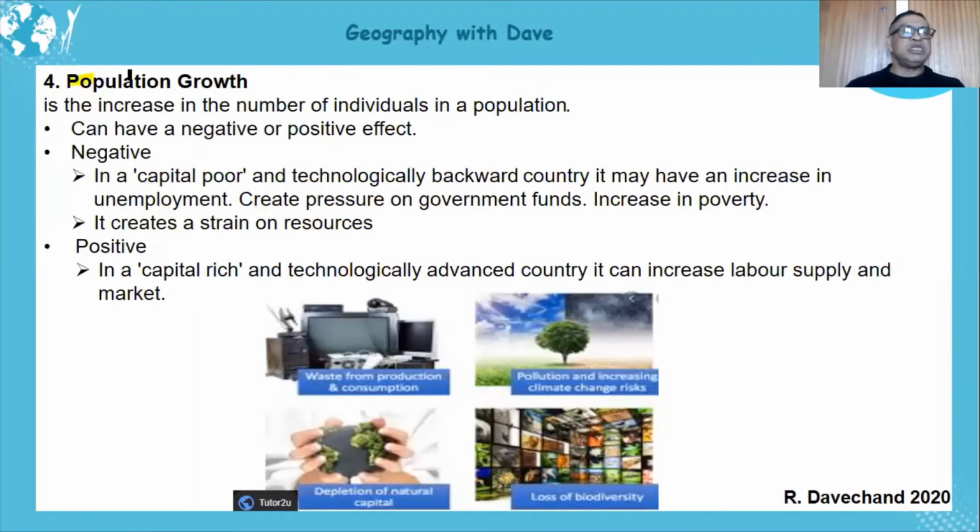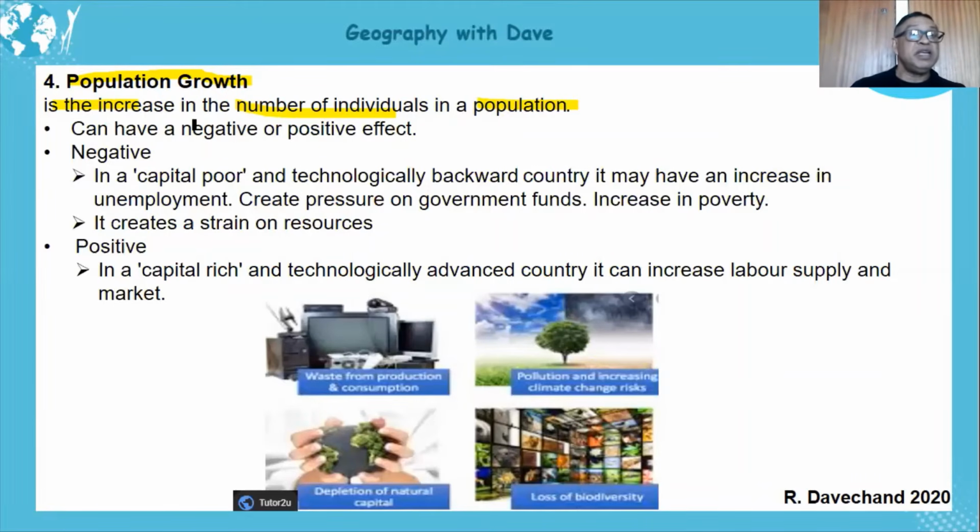Population growth is another factor. Now, what does population growth mean? It is the increase in the number of individuals in a population. The increase in the number, that is population growth. You all know that. Now, it can have a negative and a positive effect.